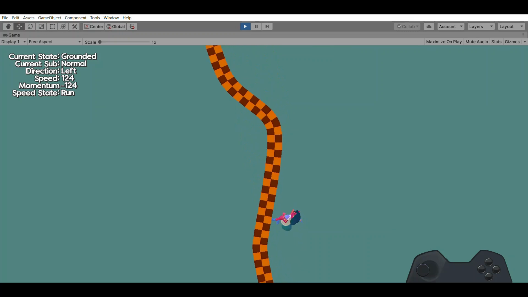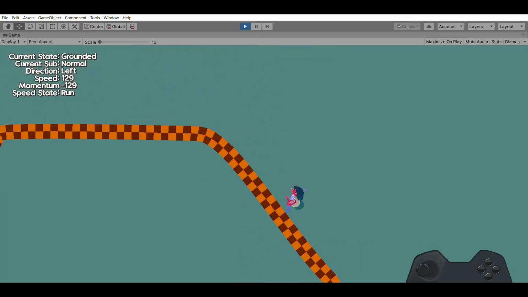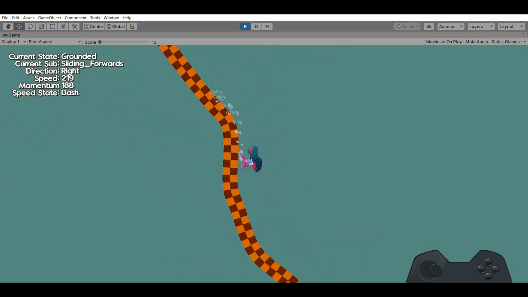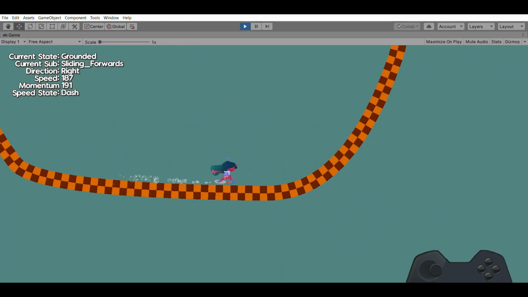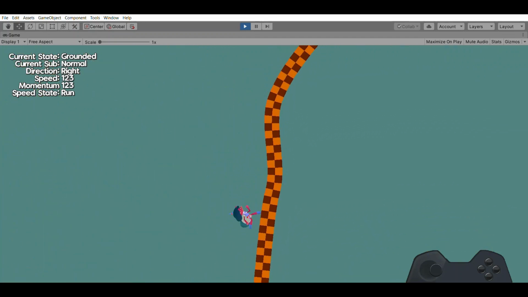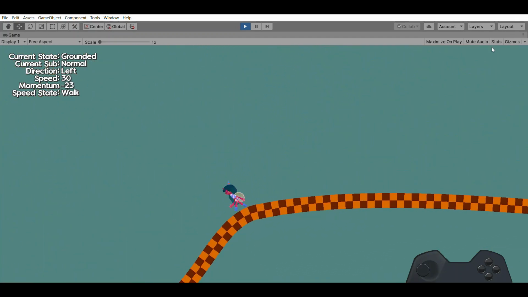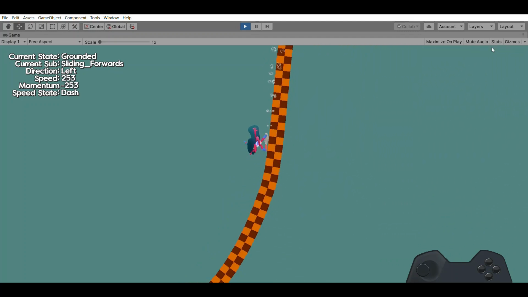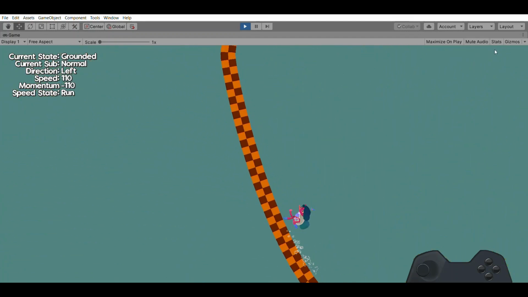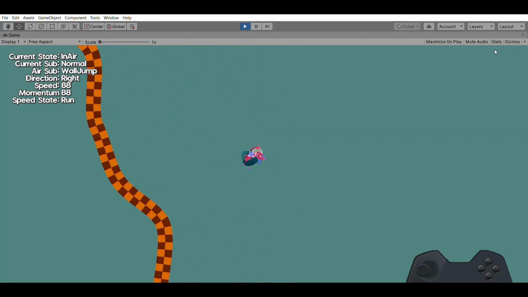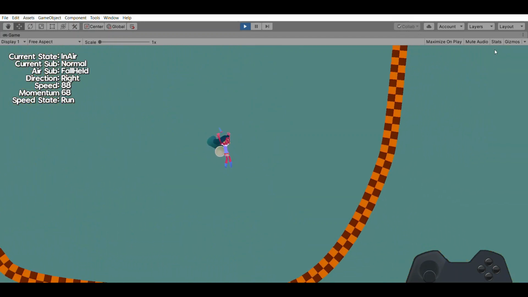Then once we're on stable ground again, each sliding system has its own value for if the player will stop on stable ground. If we're sliding forwards and we are not holding an input, we will stop on stable ground. But if we are holding an input and still want to move, we will just move like normal on stable ground and then revert to regular running movement if our speed is decreased to a certain amount.